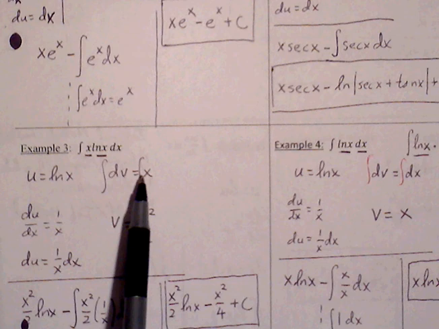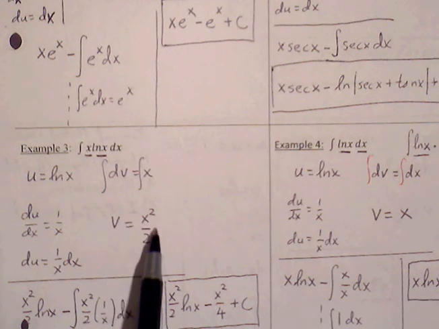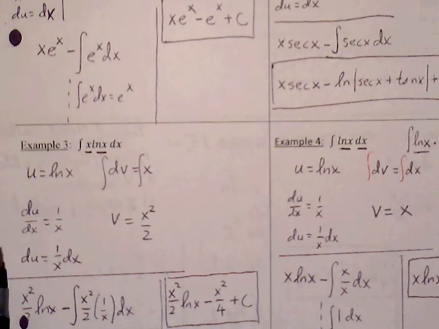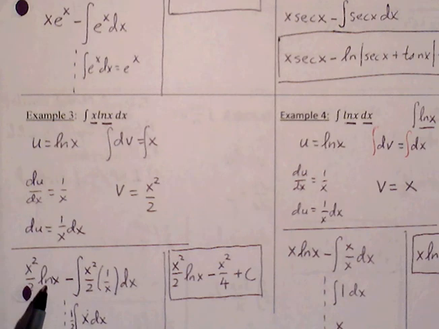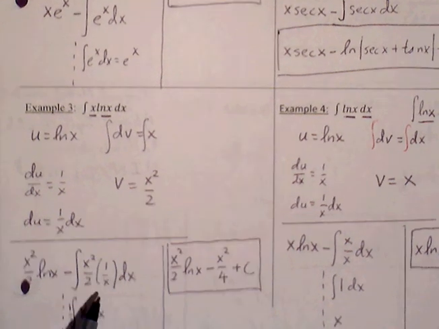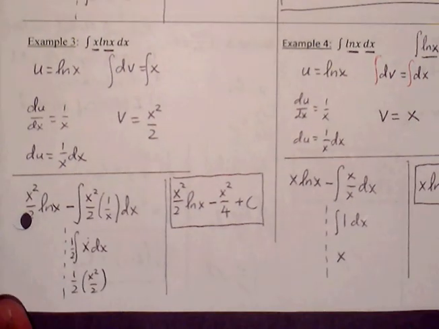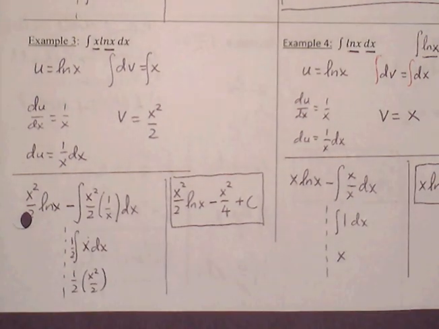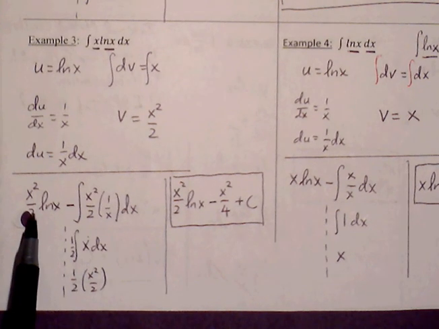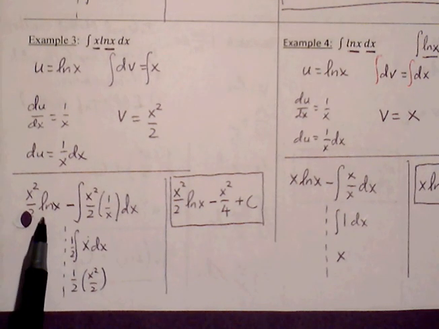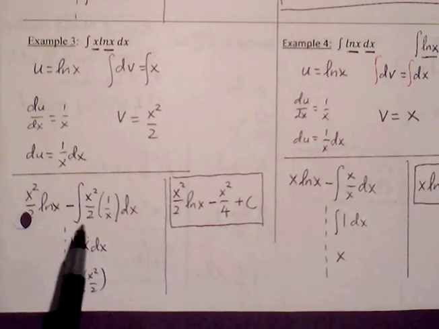Integral of dv, go through power rule, so x becomes x squared over 2. So now we can plug into our rule, which is u times v, which is x squared over 2 ln x, u times v, minus the integral of v times du, x squared over 2 times 1 over x dx. Now this portion is done, so we can just leave that alone until we're ready to compile our final solution. This portion we have to do some more work with.